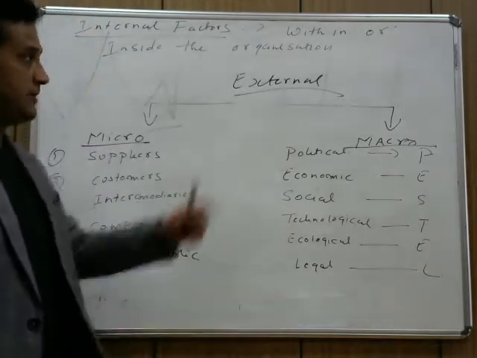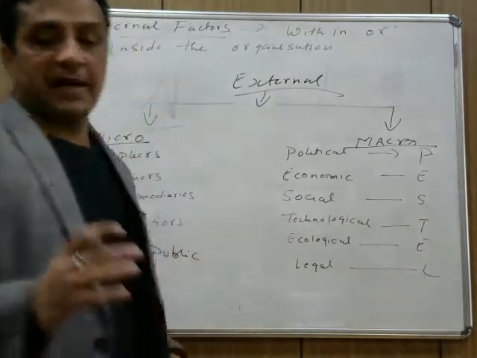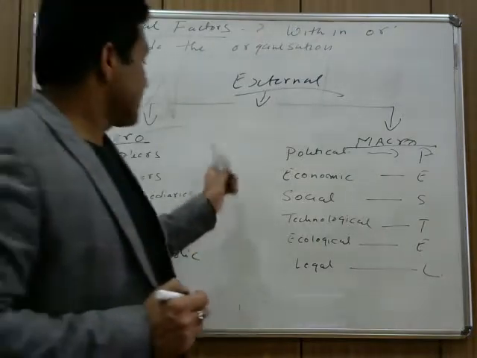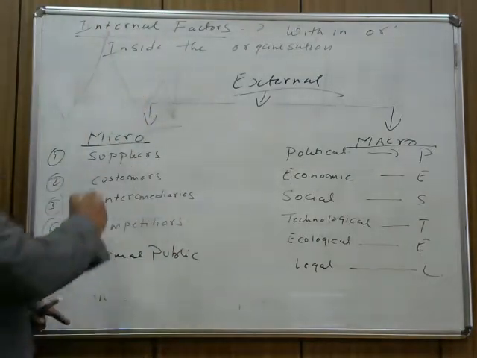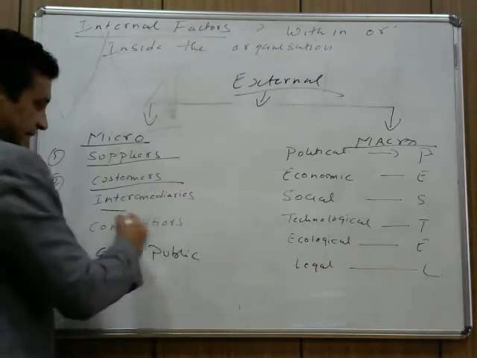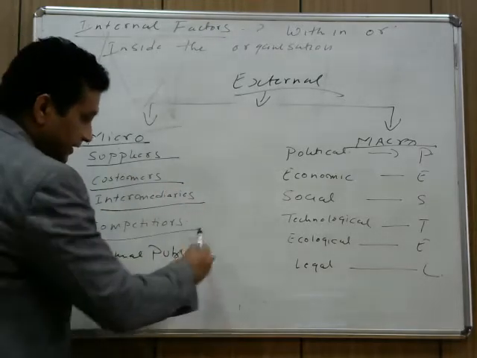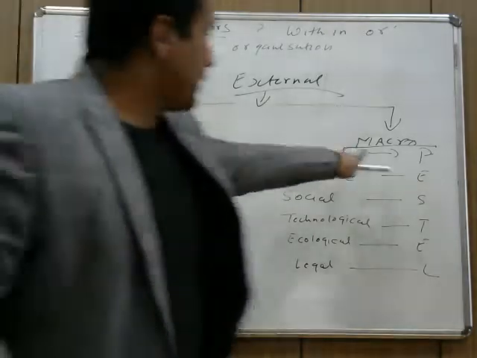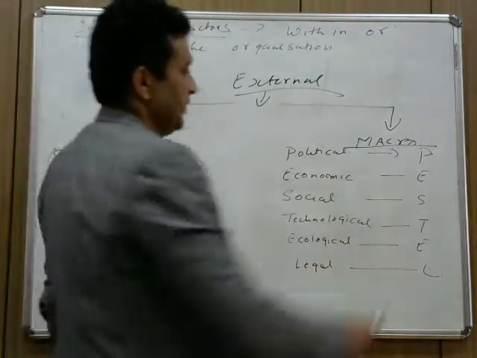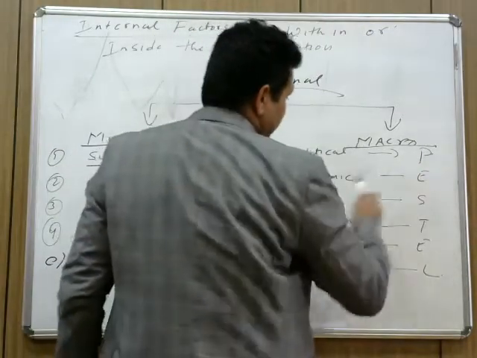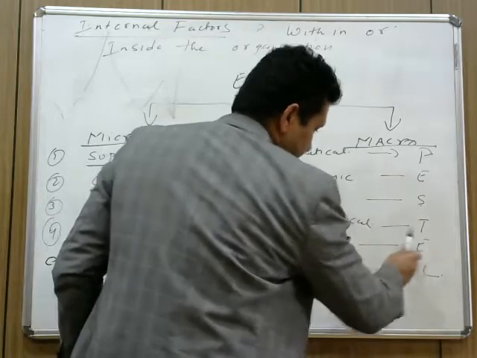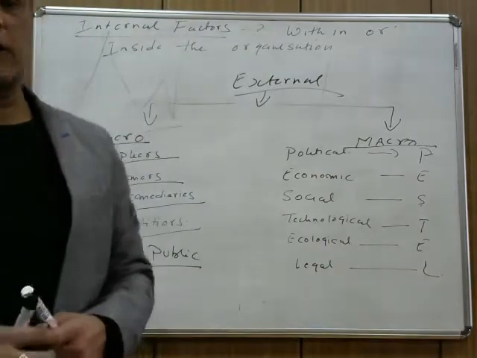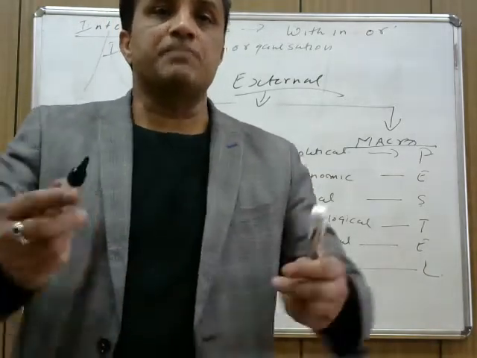Now, have you seen the diagram? There are two factors which can describe the external things, the external pressure. What is micro? Have you seen the diagram? Micro includes suppliers, customers, intermediaries, which we call wholesalers and retailers, competitors, those who are dealing in the same world, and the general public. And macro is defined by the PESTEL model, where P represents political, E for economic, S for social, T for technological, E for ecological, and L for legal. Now what are these? We're going to explain this.